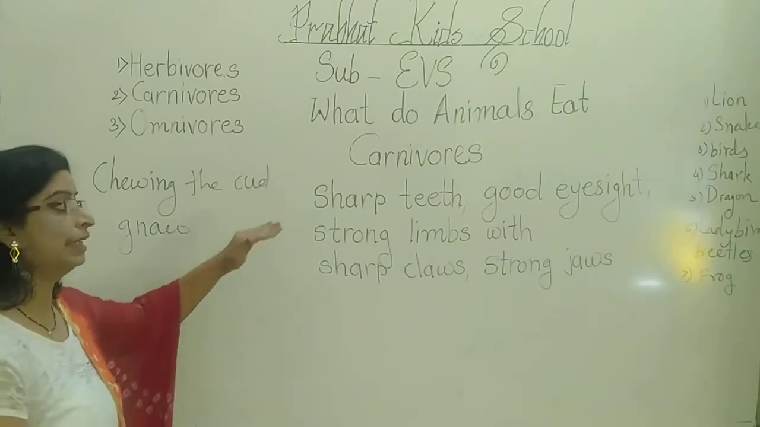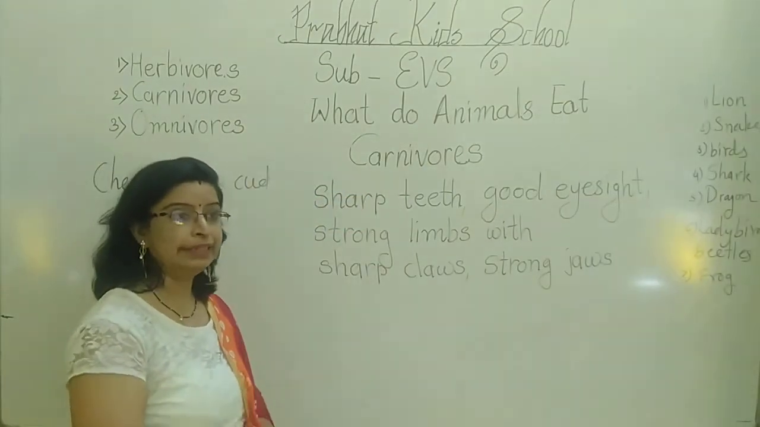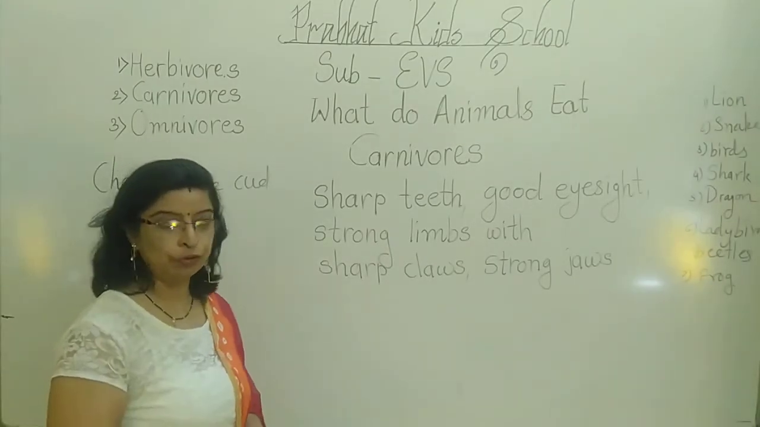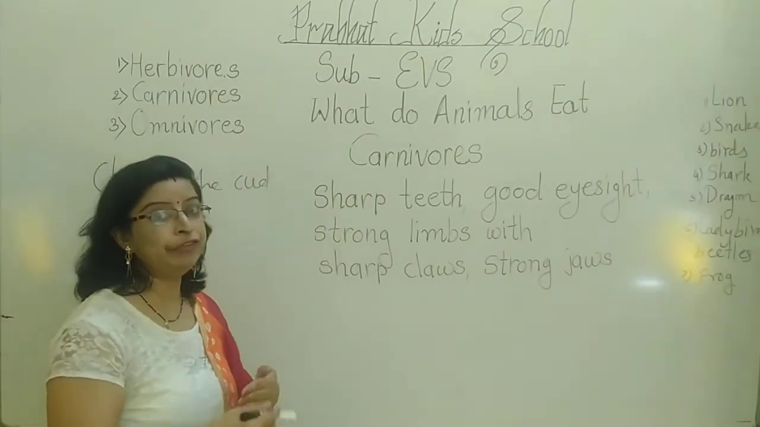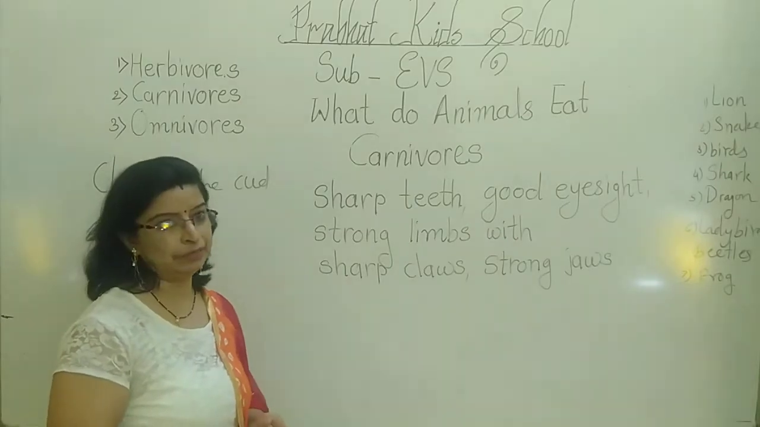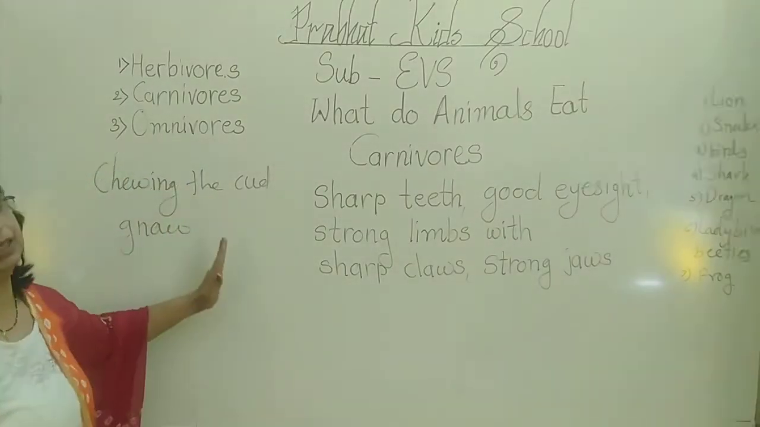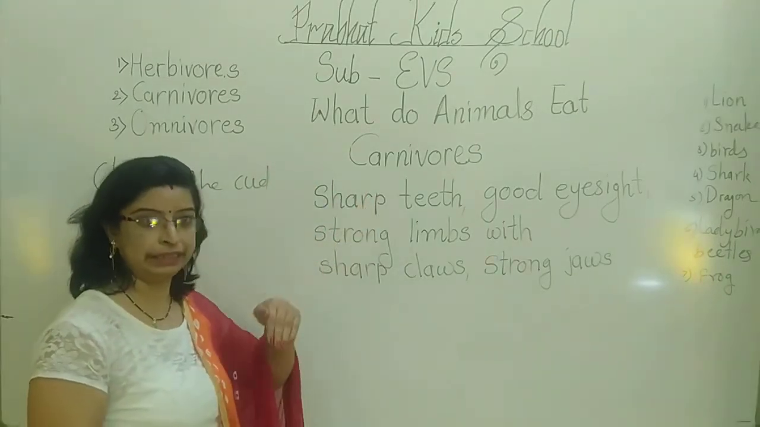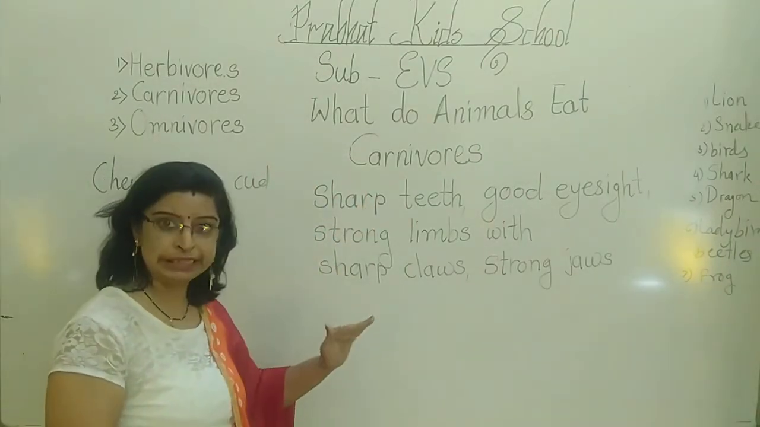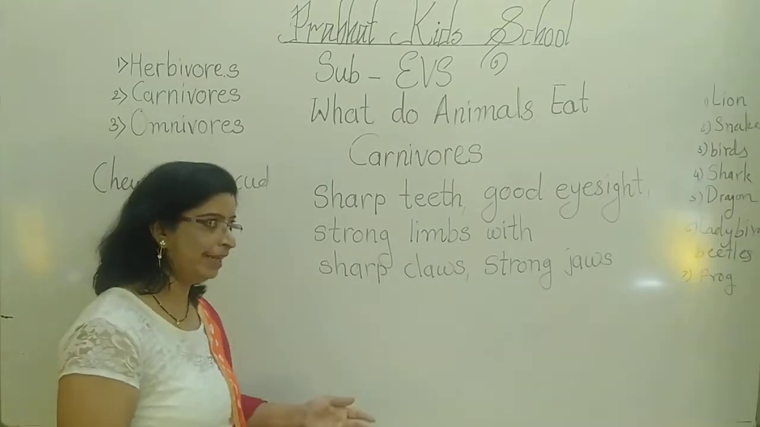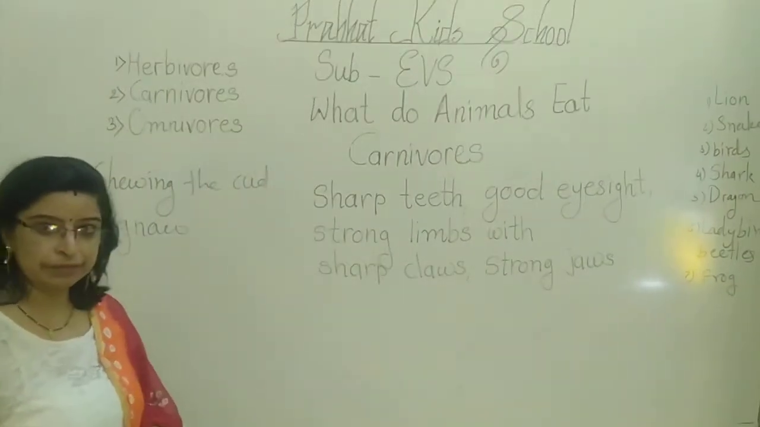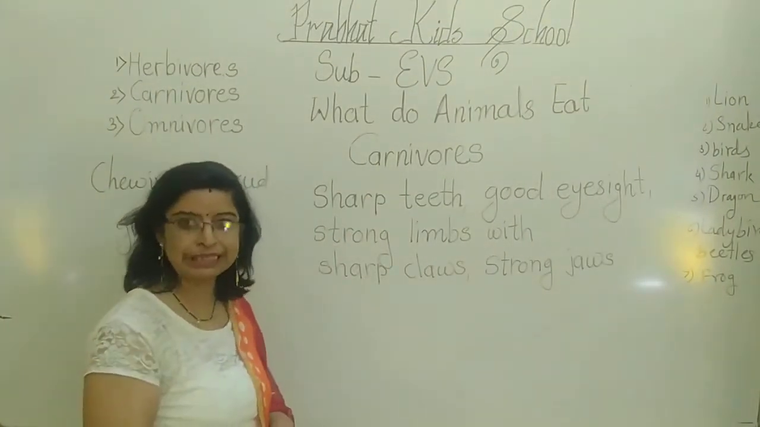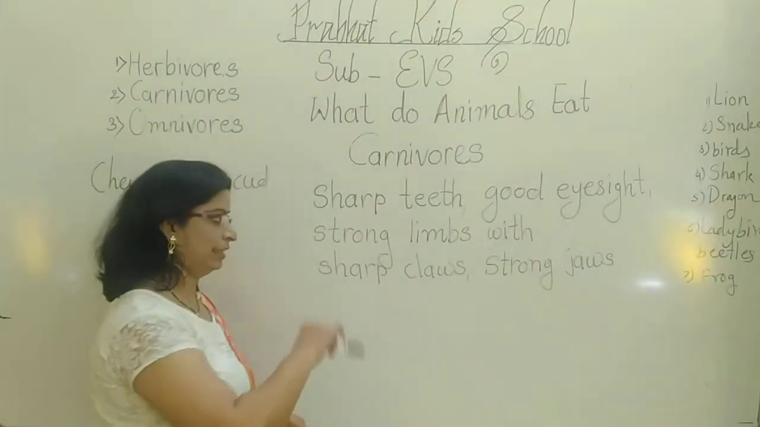Now, see students, carnivorous means what? They kill other animals and take their food. Carnivorous means they feed on other animals. They are not eating plants. They just kill other animals and take their food. It may be insects, wild animals, or birds. Those that eat the flesh of other animals are called carnivorous animals.